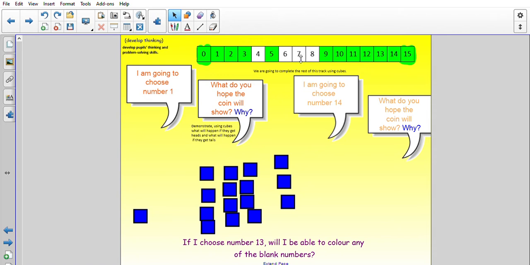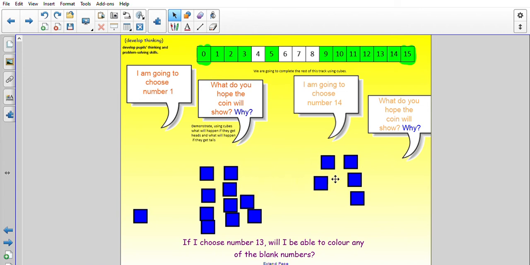Number 7. Number 7 would be a good number to choose because if I've got 7 cubes, 1, 2, 3, 4, 5, 6, 7, and I roll a head and I get one more, that's 8, so I could colour 8. But if I've got 7 and I roll a tail and it's one less, so I'm taking one away, I've got 6, and 6 needs colouring as well.